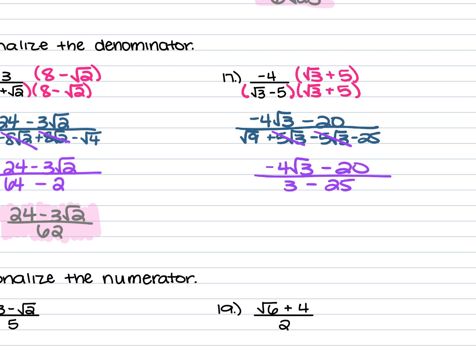From here, you're going to have negative 4 square root 3 minus 20 over negative 22. These are all opposites, and they're all negative, and they're all divisible by 2. So you can divide all of it by negative 2. This would turn into 11, this would turn into 10, this would turn into 2. So it's 2 square root 3 plus 10 over 11.